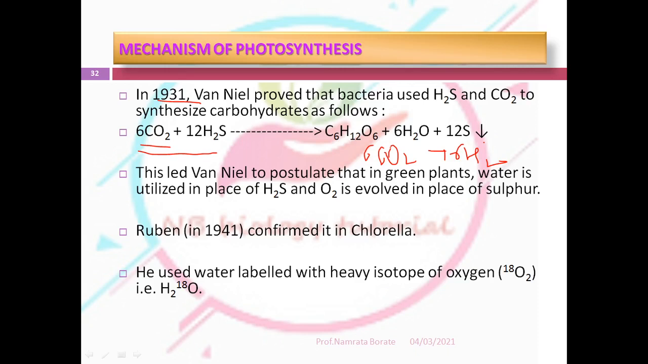Afterward, the Ruben and Kamen experiment, which was worked out in 1941, was confirmed in chlorella. So what's that experiment? Ruben and Kamen worked out the principle based on the Van Niel hypothesis and a rare isotope of oxygen. They used the heavy isotope of oxygen, that is oxygen-18, which was used by Ruben and Kamen.